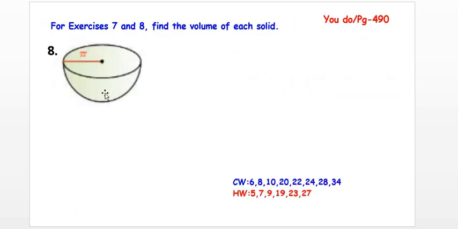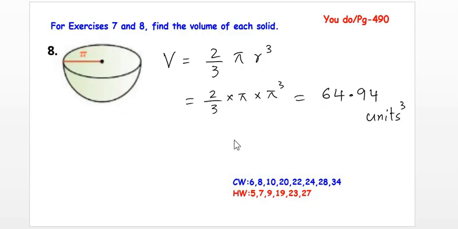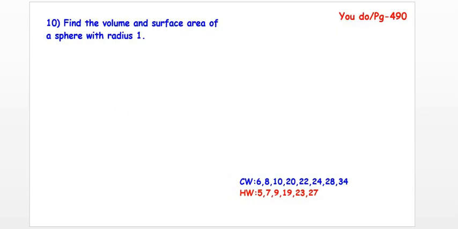Here is a hemisphere, and they want us to find the volume. No issue. Write the formula and substitute the values into it. Here is the answer. Very simple, right? You will substitute the value of the radius, that is pi, so it's going to be pi cubed, and then you will write all these values onto the calculator to get the answer.